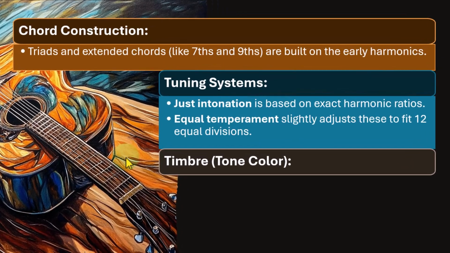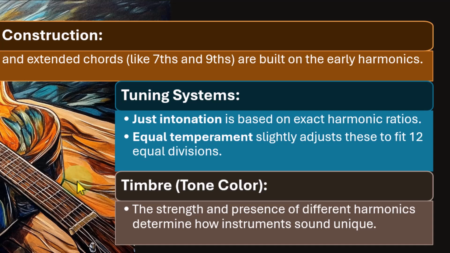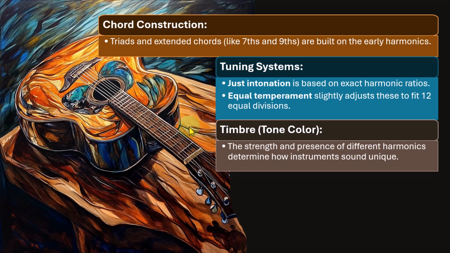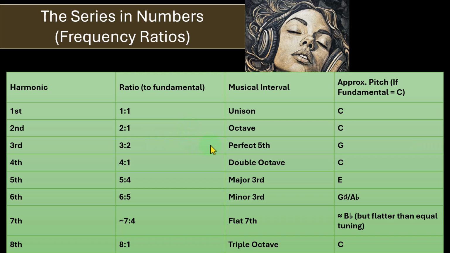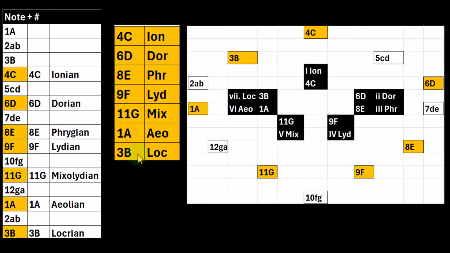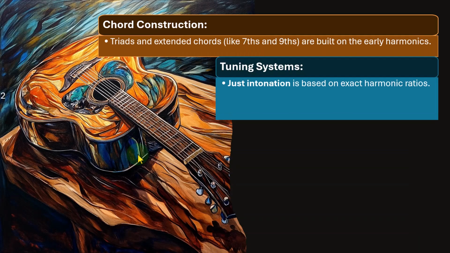So the timbre, the tone color, the strength and presence of different harmonics, determines how instruments sound unique. Notice that we have this series happening here, and there's a ratio, but the ratio is also always a whole ratio. So you would think that still gives us variance between different instruments, which is interesting because that's what gives us the different feel of different instruments. Again, you can imagine the big puddle with the big ripple coming from the rock, and then all the other ripples are going to be slightly different on the other instruments.